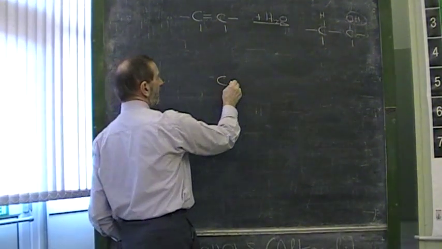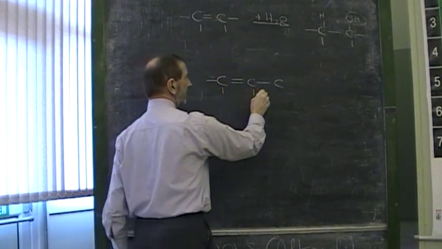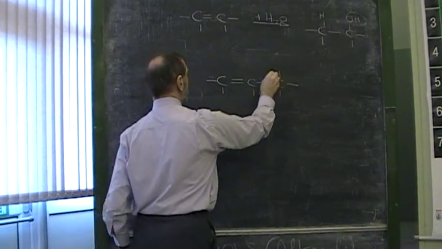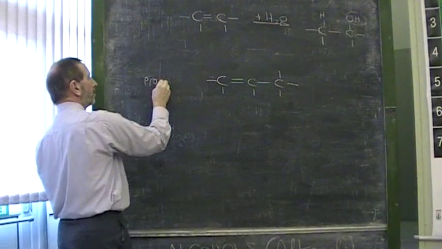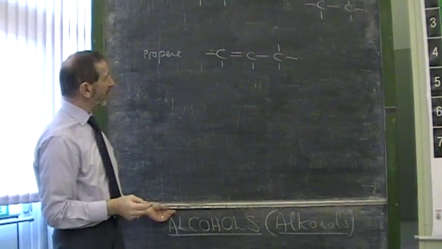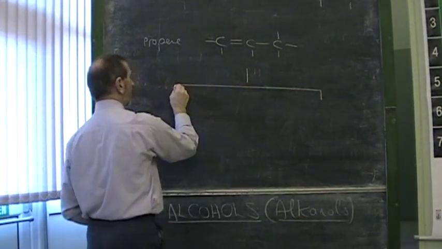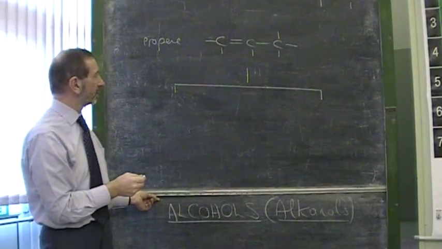For example, if we had, let's say, this alkene, and this alkene is propene, then there are 2 ways in which the water could add on. You have to have your wits about you here. You have to be thinking, is there one answer or is there 2?